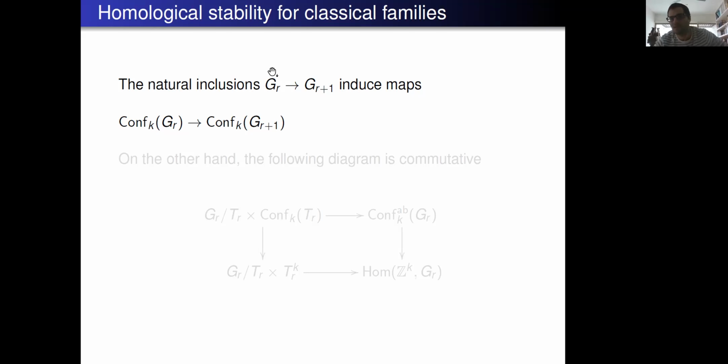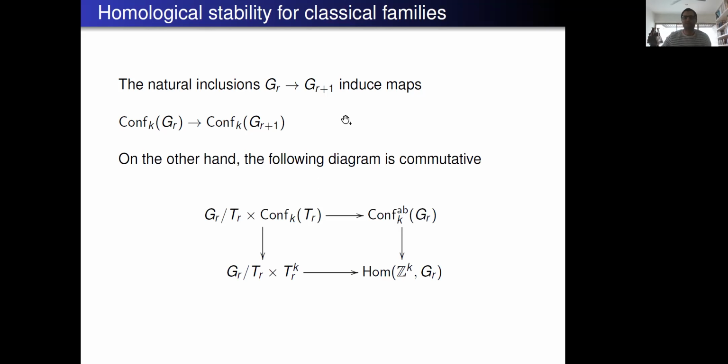When you think of them as matrices, it is like putting an extra 1 in the matrix at the end, like putting in a diagonal block. And that gives you a map from the configurations of G_r to the configurations of G_{r+1}. Just regarding an element of G_r as an element of G_{r+1}, putting in that extra 1 is not going to affect the commutativity or the fact that the elements were different.